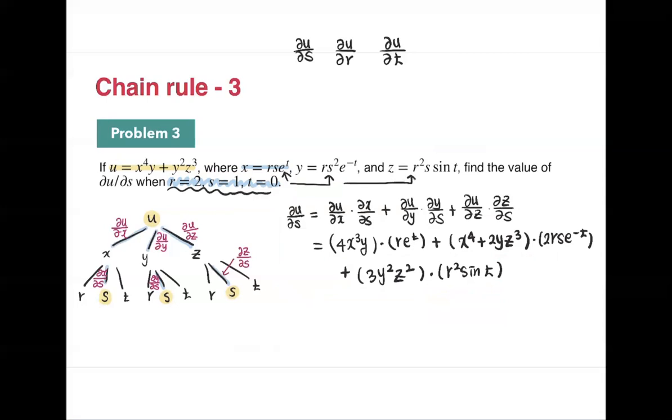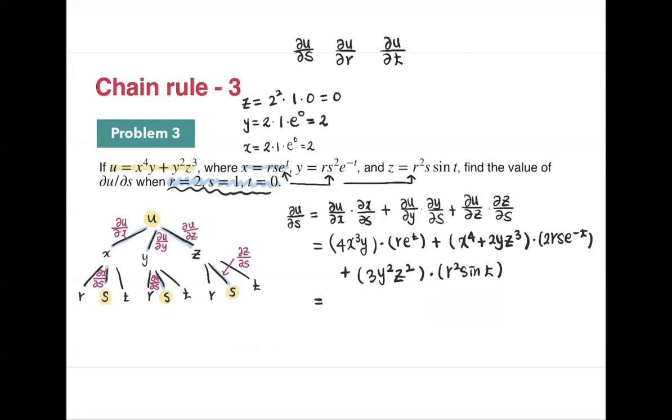I mean, at this point, at r equal to 2, s equal to 1, and t equal to 0, we get x equal to 2 times 1 times e to the 0. It is 2. And y is r times s squared times e to the negative 0. So it must be 2. And z is r squared times s times sine 0. Sine 0 is just 0, so z must be 0.